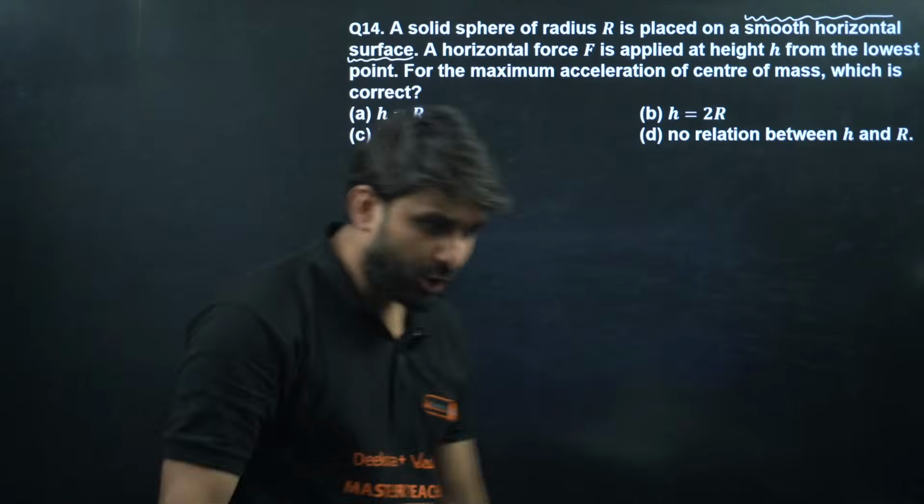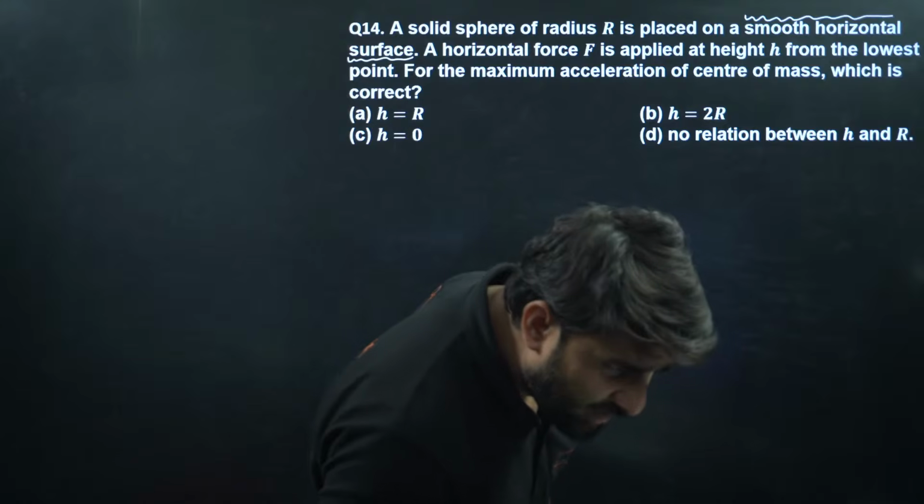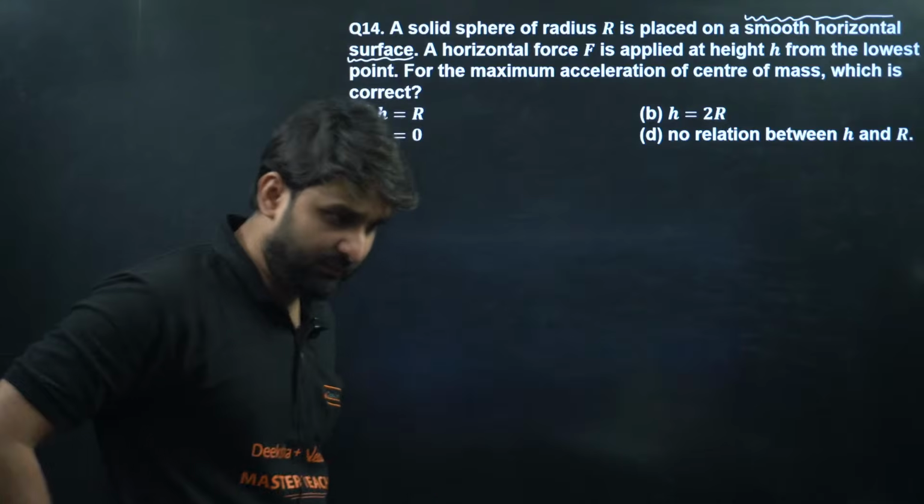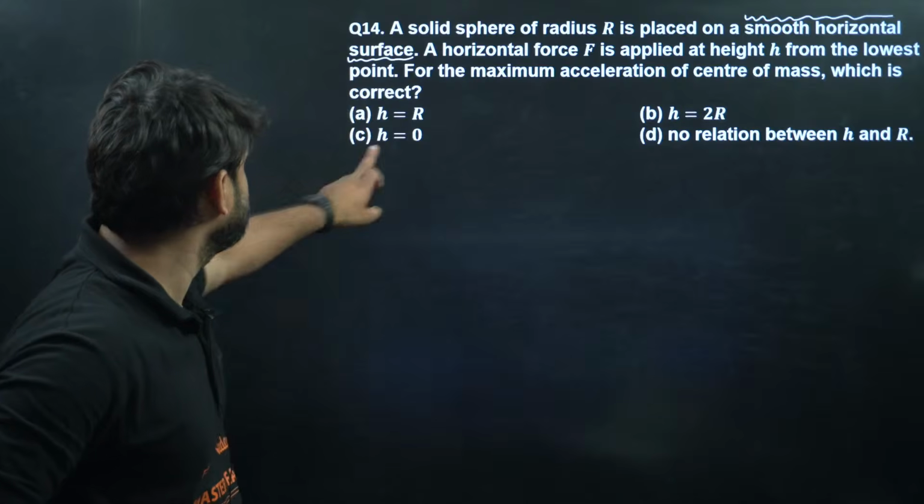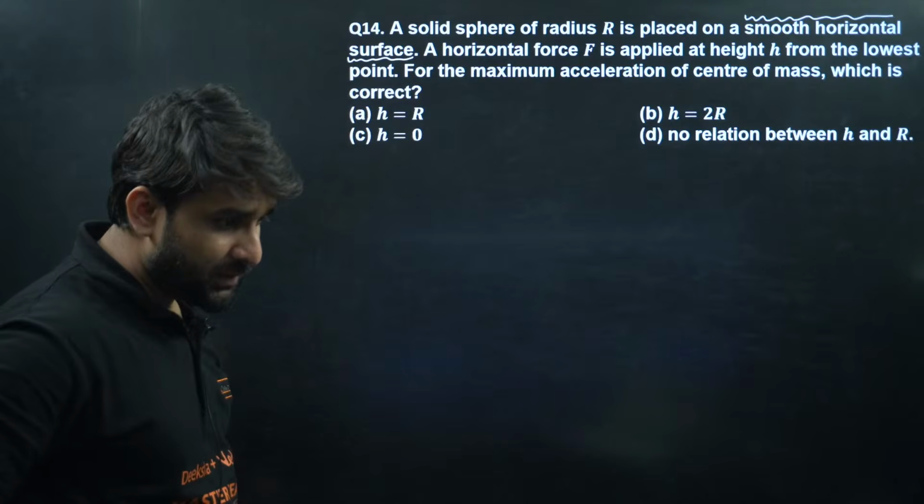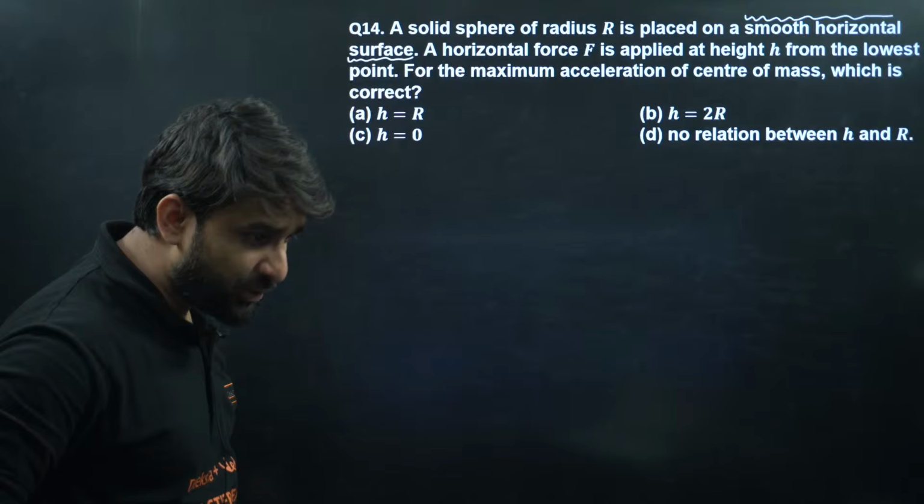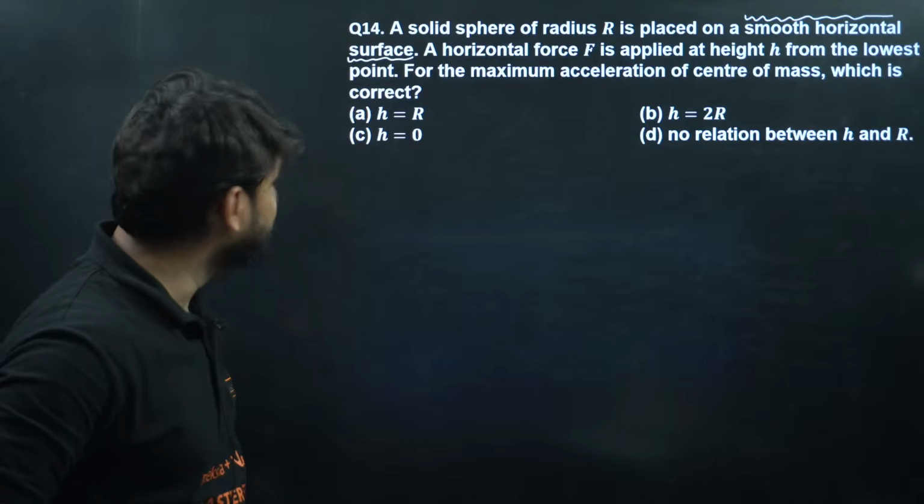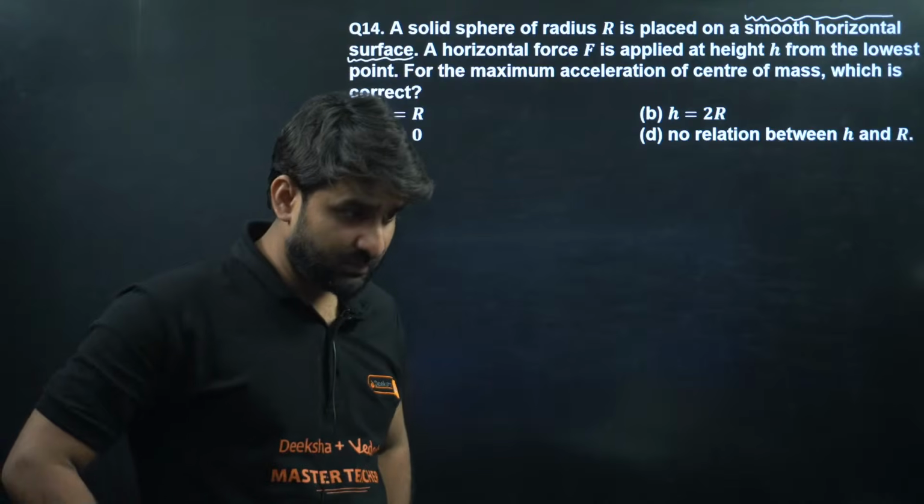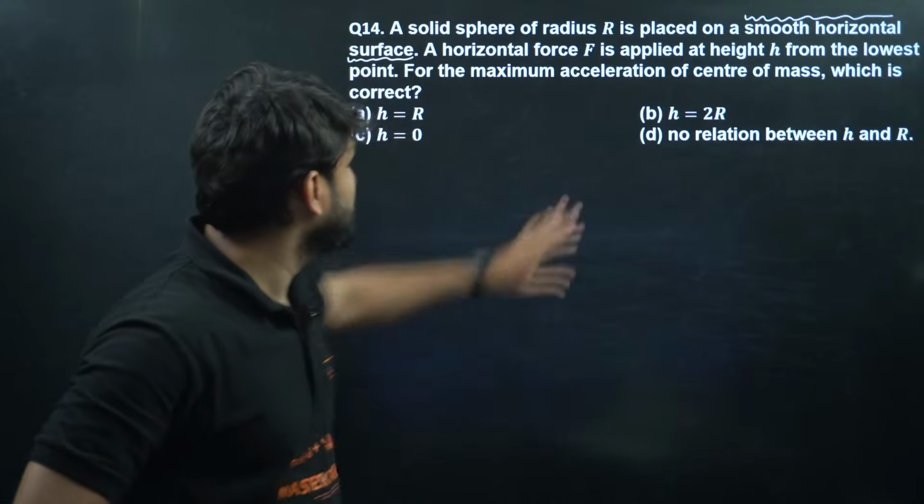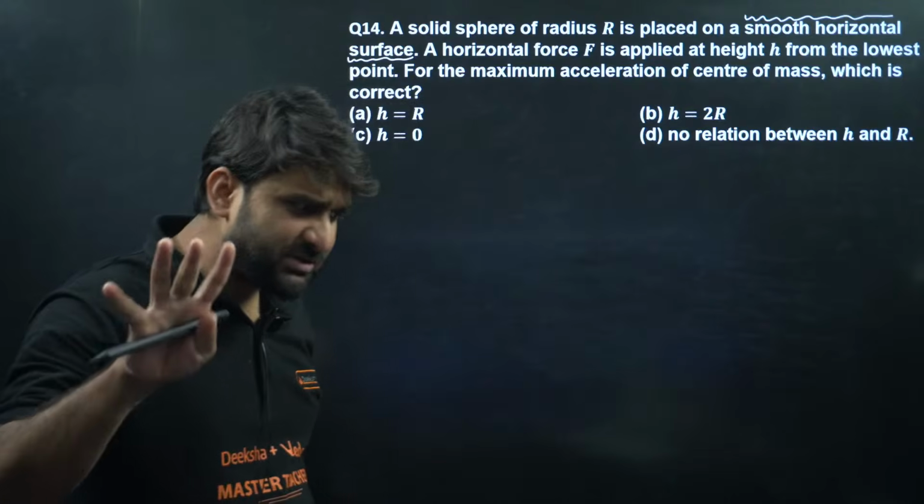Option C? Who is saying option C? Okay, very good. Option C, h is equal to 0. Rohit is saying option C. Karthik is saying option C. A lot of students are saying option C. MD is writing option B, h is equal to 2R. Did you understand the question, guys?